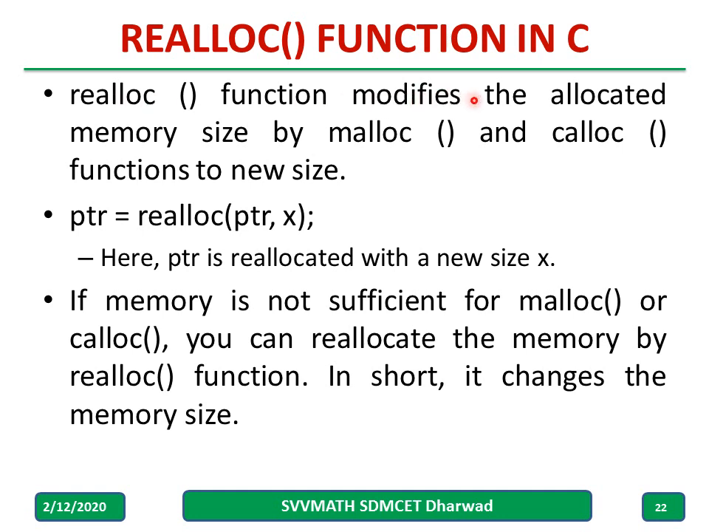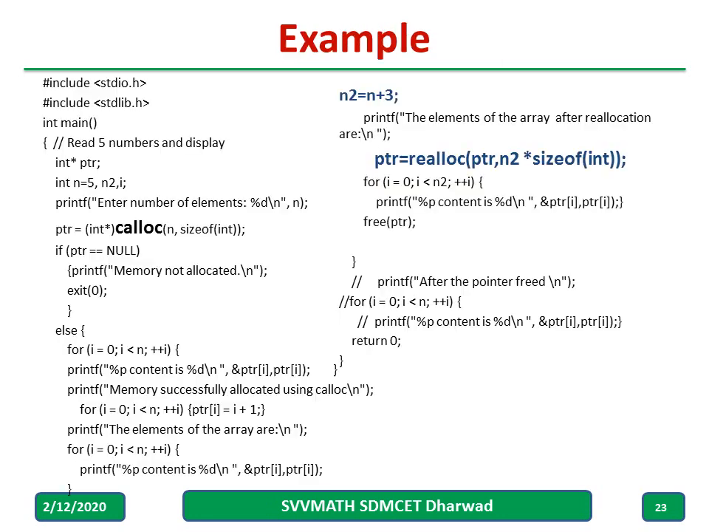The realloc function modifies the allocated memory size. You can increase or you can decrease. The format is pointer equal to realloc(pointer, x). Now the size becomes x. x may be more compared to the previous or maybe less. If the memory is not sufficient for malloc or calloc, you can reallocate the memory by the realloc function. In short, it changes the memory size.